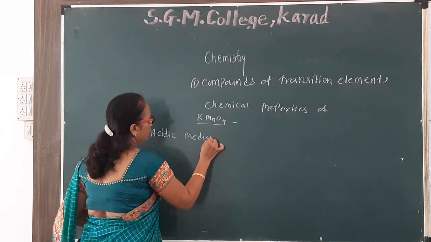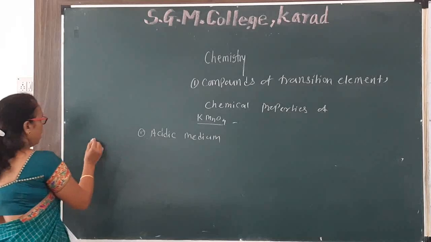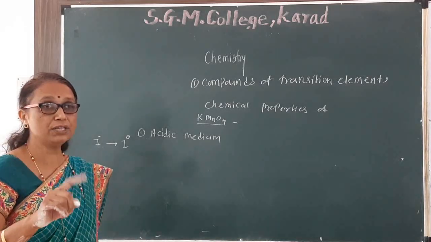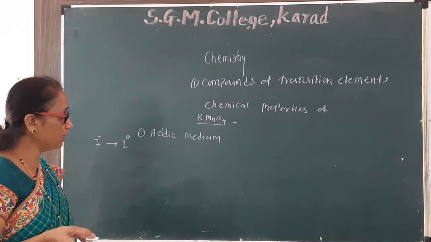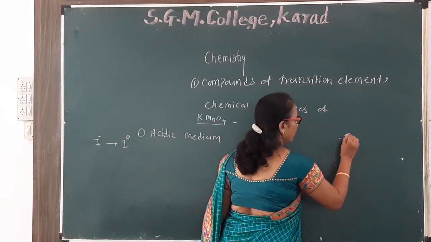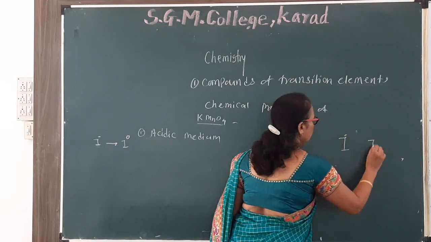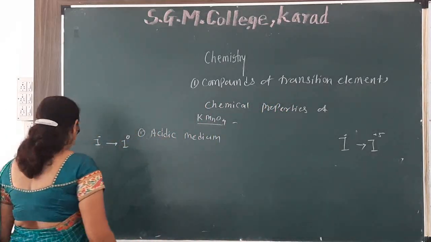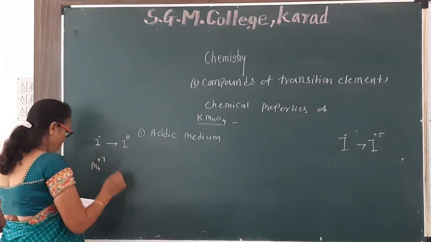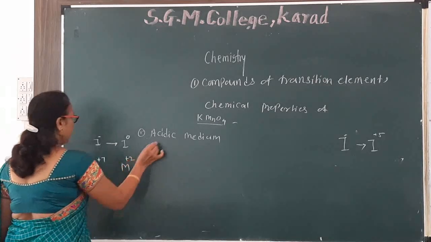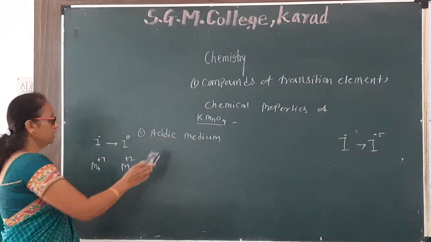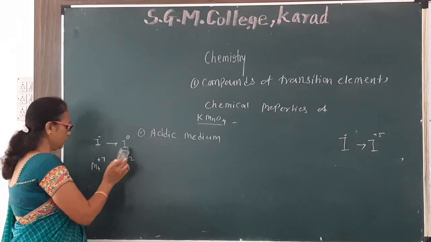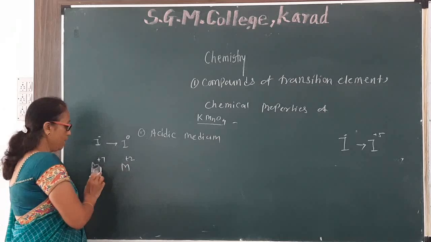For acidic medium, remember the oxidation state of iodine increases from I- to 0. In basic medium, it is from I- to I+5, we will see that later. In acidic medium the oxidation state of manganese changes from +7 to +2. That is, in acidic medium I- to I0 and Mn+7 to Mn+2, which means iodine gets oxidized, and the oxidation number of manganese reduces, so manganese gets reduced.